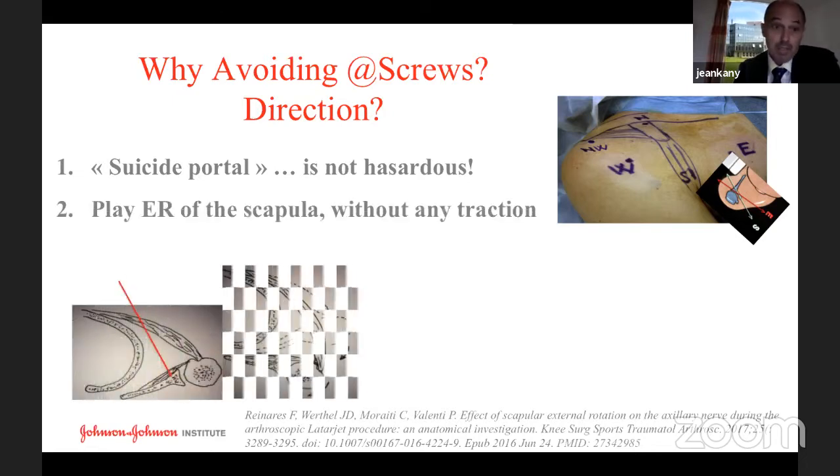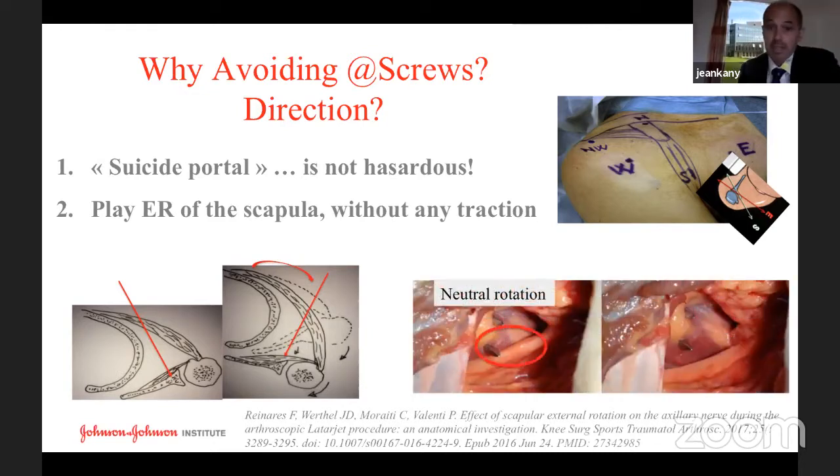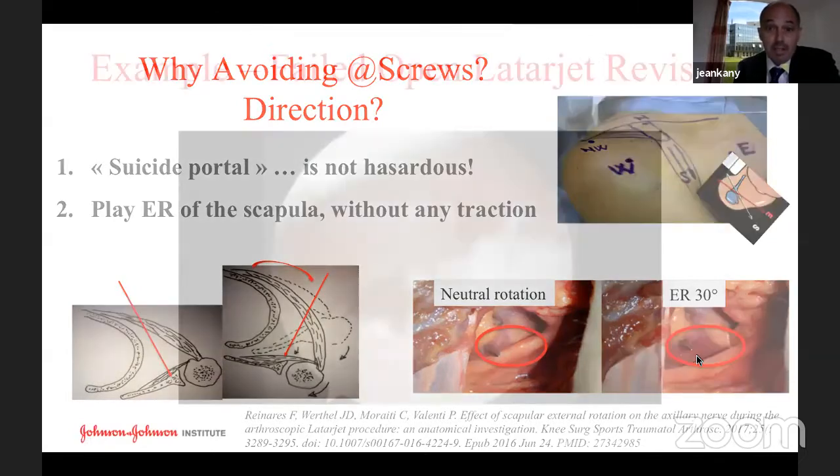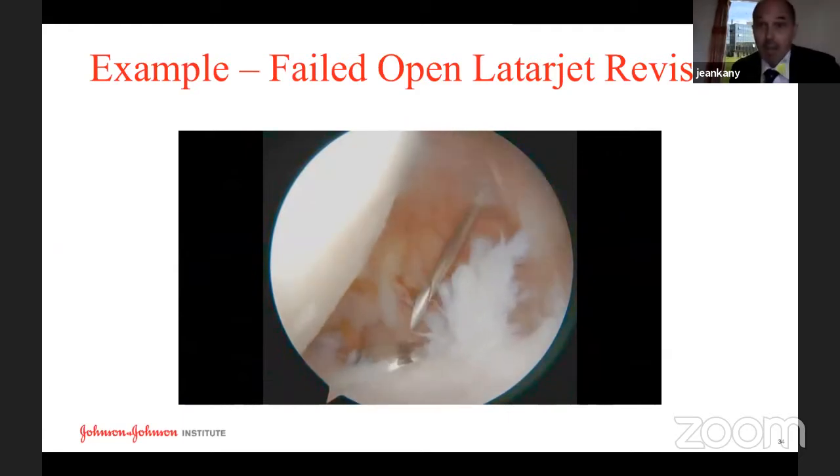Why? Because if you apply external rotation with your shoulder, with your scapula, you will increase the safety of your occlusional wire. You can see this is the publication of Philippe Valenti, and you can see that in neutral position, the wire is close to the nerve. But as soon as you put external rotation of the scapula, you have between 1 to 2 centimeters here.